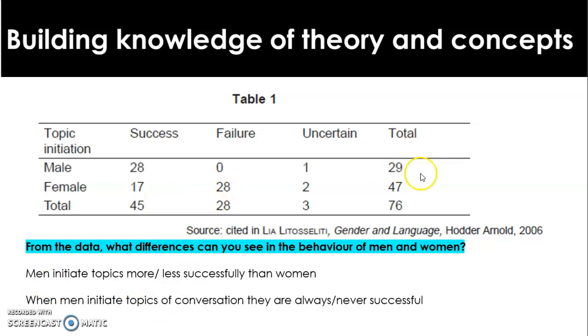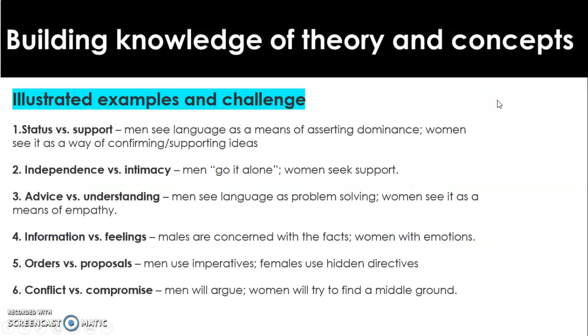Now, we're also going to be thinking about illustrated examples for the areas of difference that Tannen was drawing attention to. So Tannen gave us these 6 last week, didn't she? Status versus support, independence versus intimacy, advice versus understanding, information versus feelings, orders versus proposals, conflict versus compromise. Now, our job is going to be to try and come up with examples of language that illustrate each of these. It's not complicated, but it does take time.